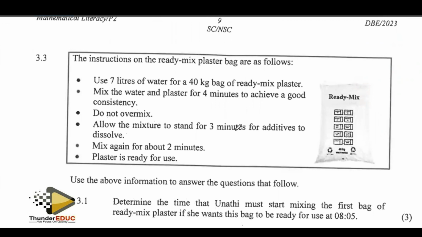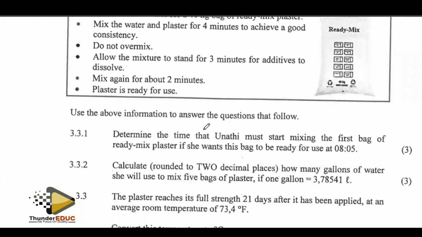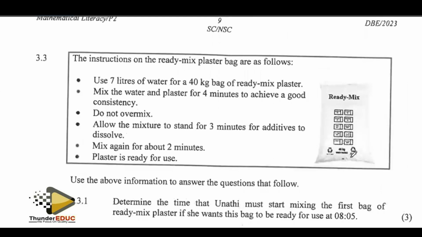Question number 3.3.1 says determine the time that the owner must start mixing the first bag of the ready mix plaster if she wants this bag to be ready for use at 8:05. All right, we're going to analyze how much time we need. Mix the water and the plaster for 4 minutes. Do not overmix. Allow the mixture to stand. You need 3 minutes more. Then mix again about 2 minutes. So all in all, you have around 9 minutes.